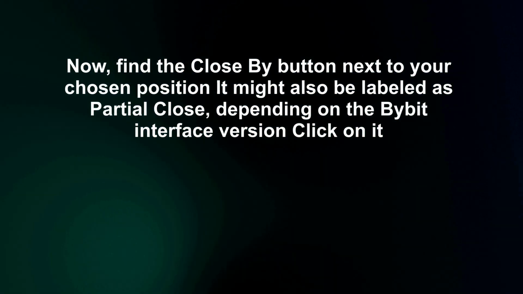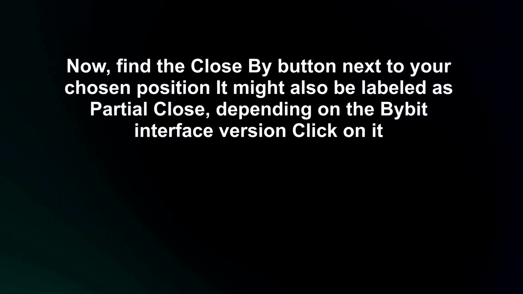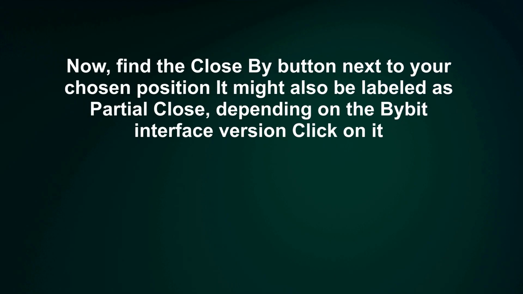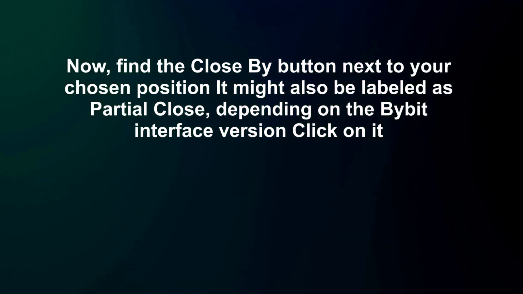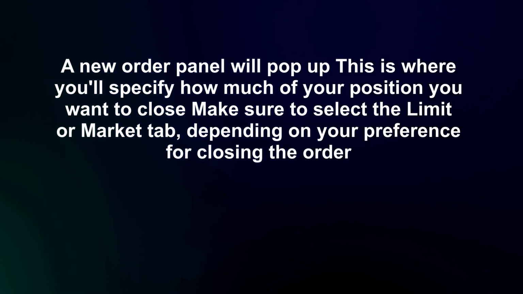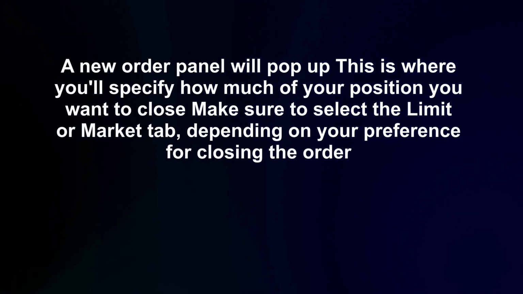Now, find the Close Buy button next to your chosen position. It might also be labeled as partial close, depending on the Bybit interface version. Click on it. A new order panel will pop up. This is where you'll specify how much of your position you want to close.